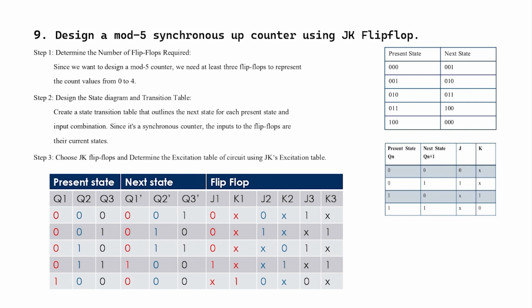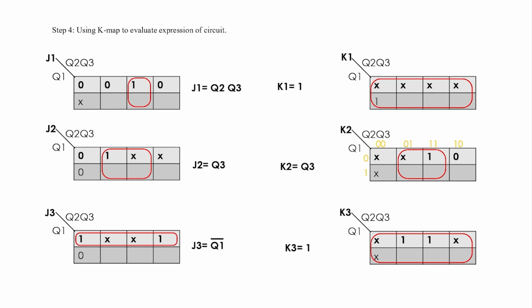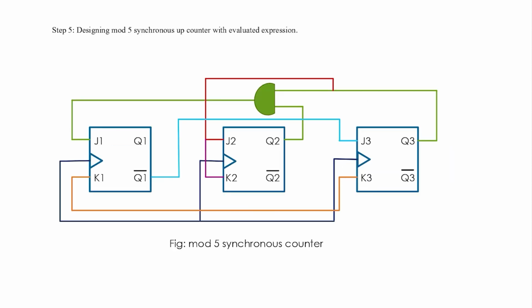Step 3. Choose JK flip-flops and determine the excitation table of the circuit using the JK excitation table, as in Figure 2. Step 4. Now, use a K-map on the excitation table of inputs and evaluate the expressions of the circuit. Step 5. Finally, design the Mod 5 synchronous up counter with the evaluated expressions obtained from the K-map.